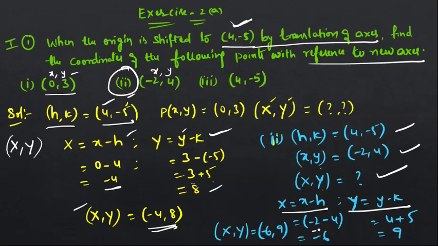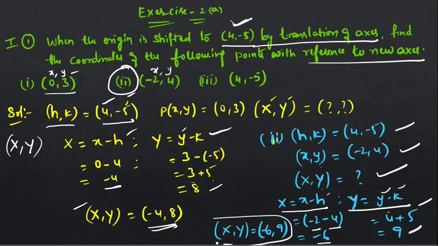Now substitute the values here. Small x, that is minus 2, and small h value is minus 4, so total is minus 6. Similarly, small y is 4 and k is minus 5, so minus of minus is plus 5, so total will be 9. So the value of this capital X comma capital Y is how much? Minus 6 comma 9. So that's it. Okay, now we'll solve the third bit here.